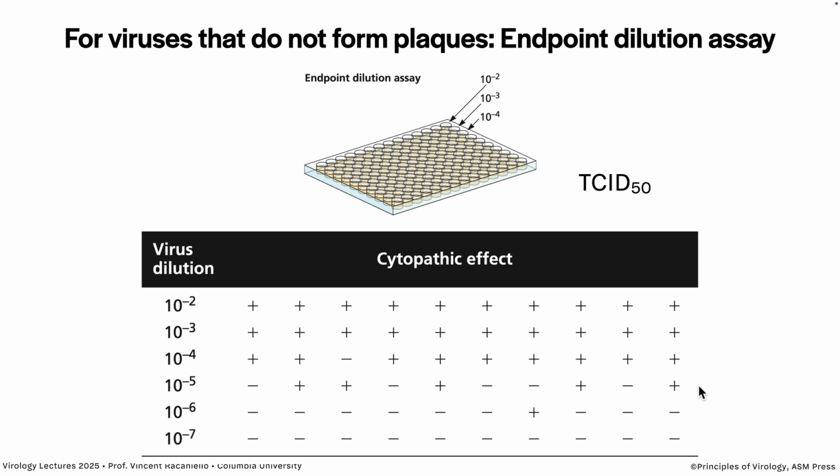So that is what we call the 50% endpoint. And that's a typical way to quantify in these kinds of assays. How much virus do you need to, in this case, cause CPE in 50% of the cells? If you do this in tissue culture, we call it a TCID50. And so here the TCID50 would be 10 to the -5.